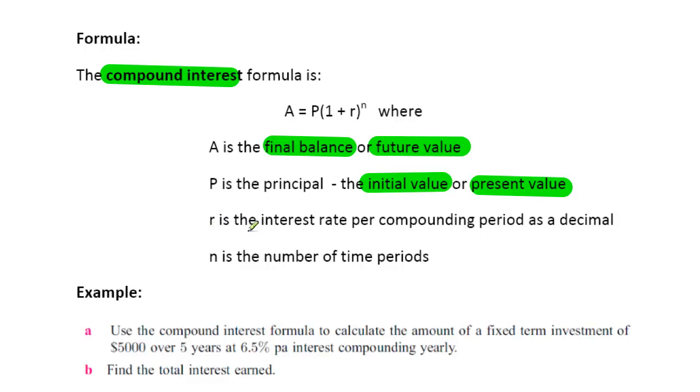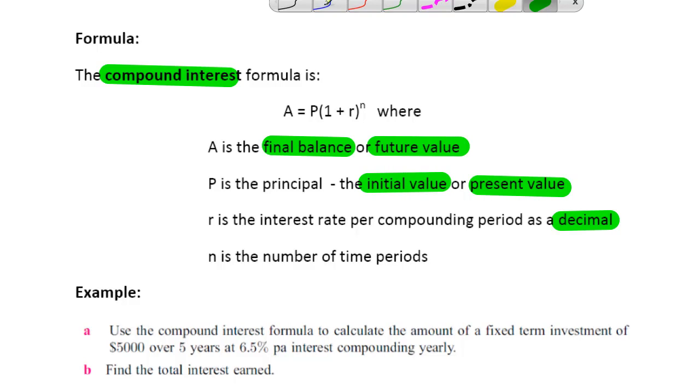R is the rate of interest, and this is the compounding rate of interest, and we always express this as a decimal. And N is the number of time periods, and I'll remind you again, this could be years, it could be days, quarters, months, so we need to look carefully and see how this works.